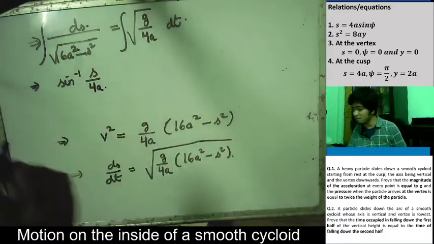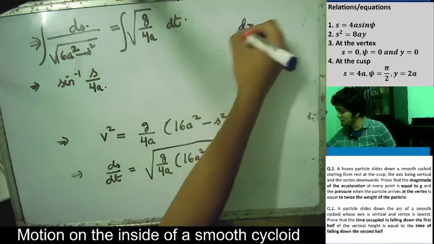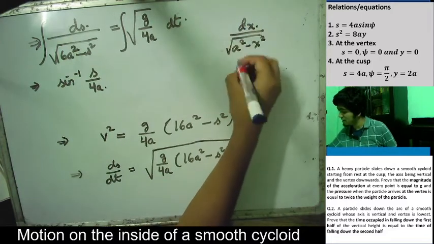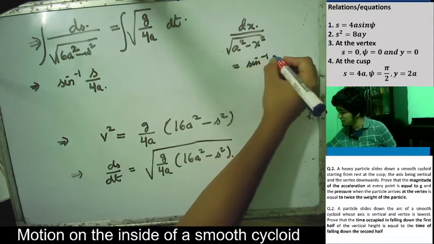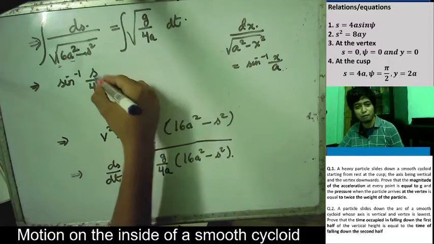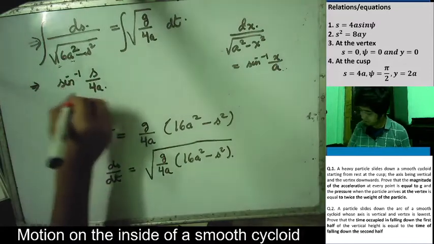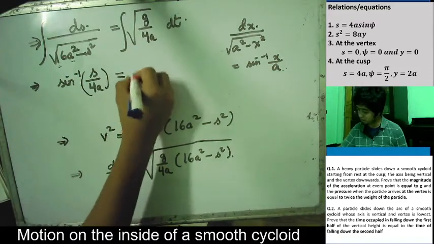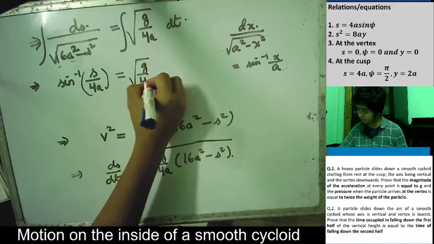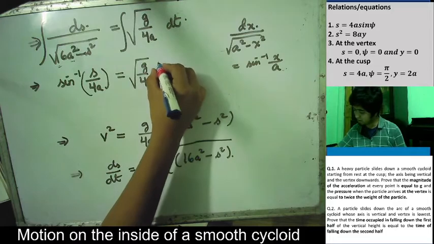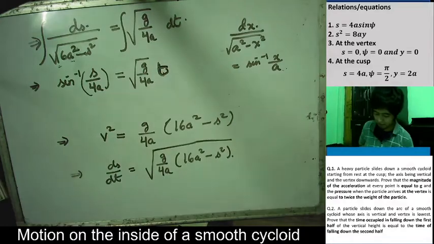How did I get this? Because if you remember, dx upon root of a square minus x square is equal to sine inverse x upon a. So over here a is 4a. So this is what we are getting: root g upon 4a t plus a constant.